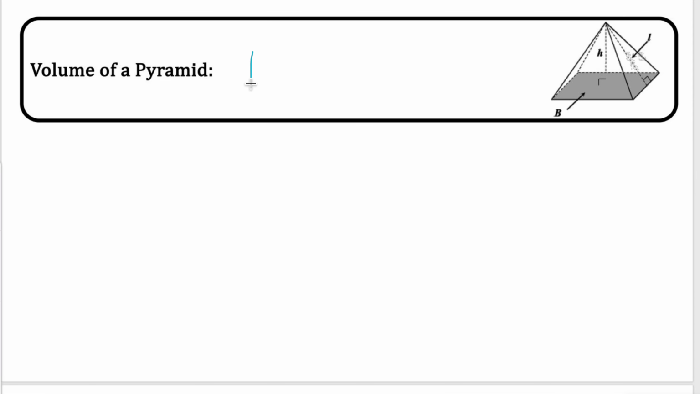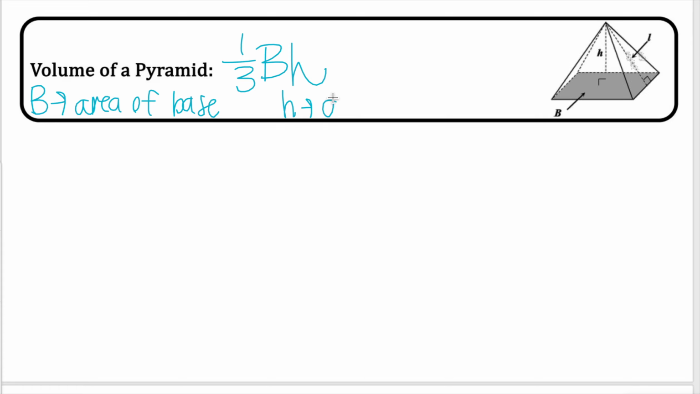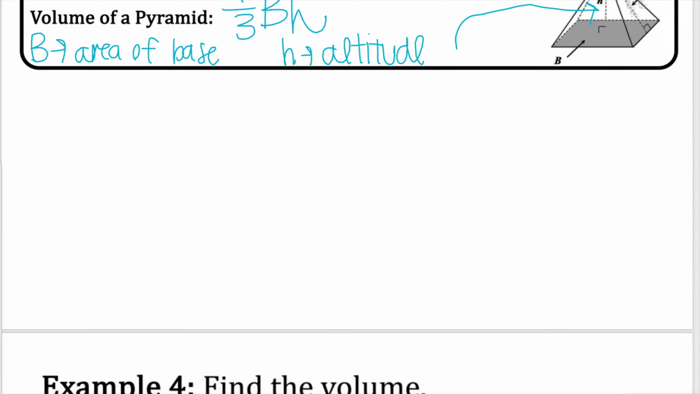This is going to say 1/3 of the area of the base times the height. Okay. Height is different than lateral height. Height is the true height of a pyramid. So we're still seeing area of the base, and then height, that's going to be your altitude, which is the perpendicular segment from the base to the highest point in the pyramid.